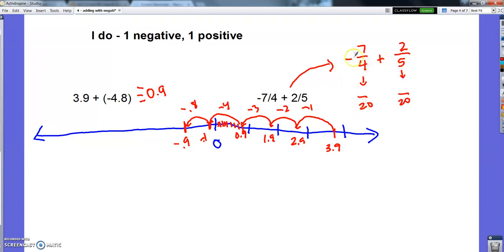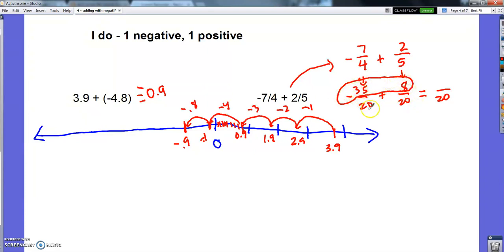Let's see, times 5, so times 5. So negative 35/20 plus times 4 plus 8/20. And again, the reason the symbols strategy works for me here is now I'm not really dealing with the denominators anymore. I know my denominator is going to be 20.